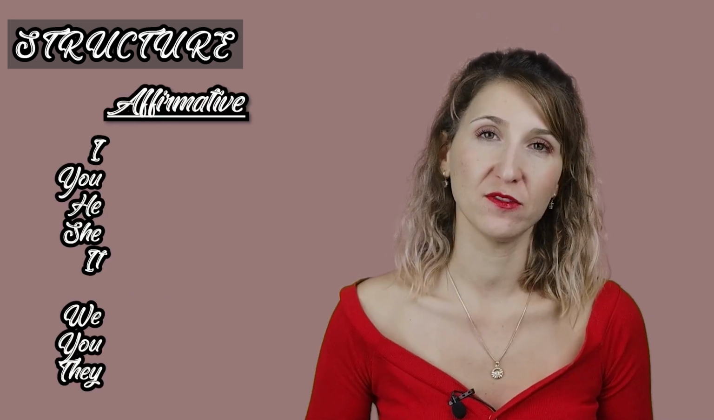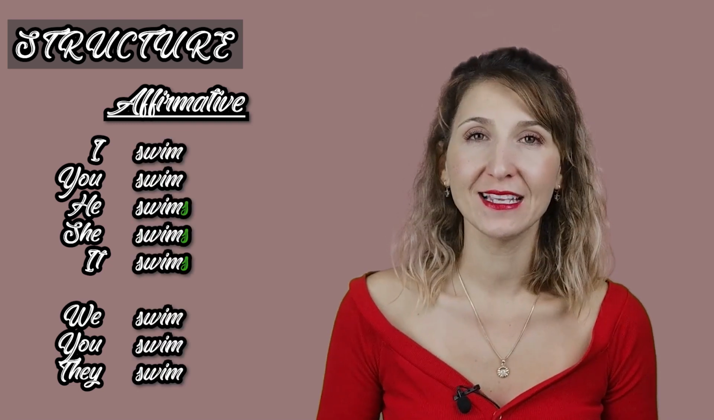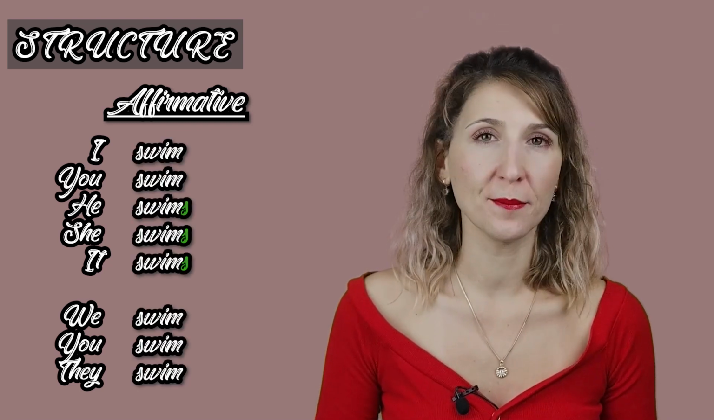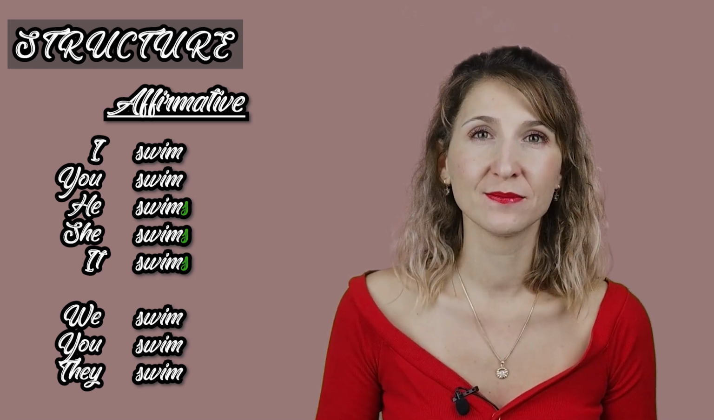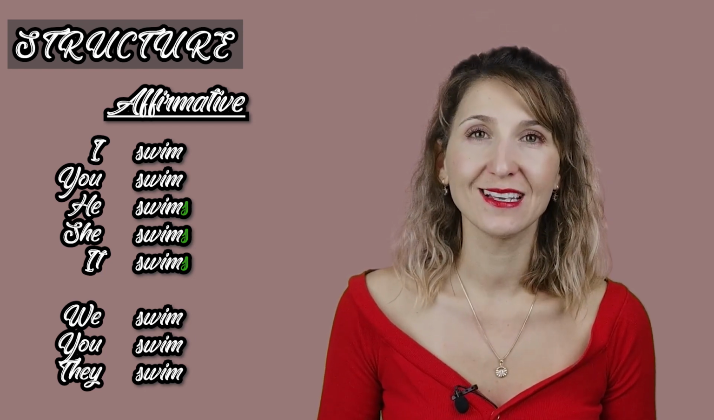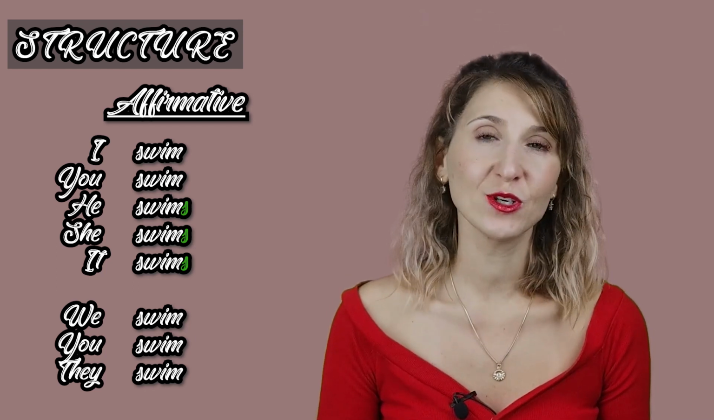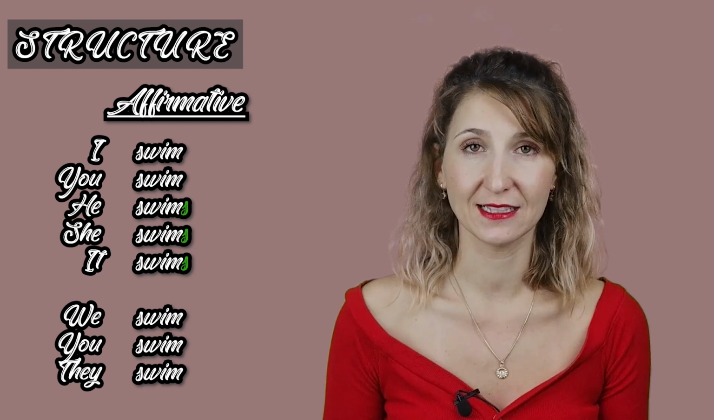Let's see now the proper conjugation in affirmative. I will take the verb swim. I swim, you swim, he swims, she swims, it swims, we swim, you swim, they swim. As you can see, we added the extra s for he, she and it.